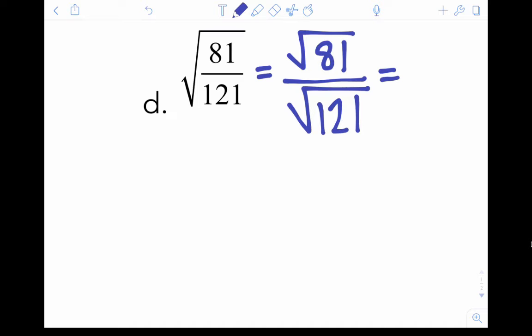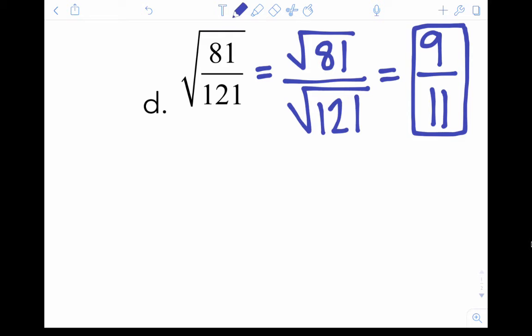What is the square root of 81? Well, 81 is a perfect square. So I know that the square root of 81 is 9. And the square root of 121, well, 121 is also a perfect square. So I know the square root of 121 is 11. So now I have a fraction and no square root signs. And I need to look at this and ask myself, can I simplify this fraction? Well, there's not a number that I can divide out of both 9 and 11. So this is my final answer.